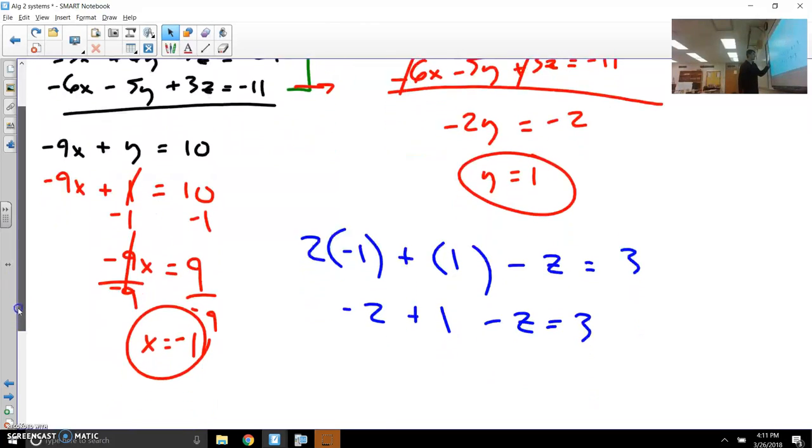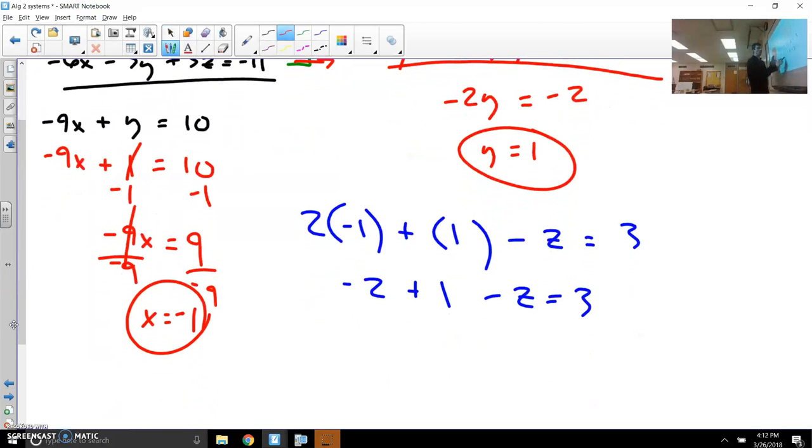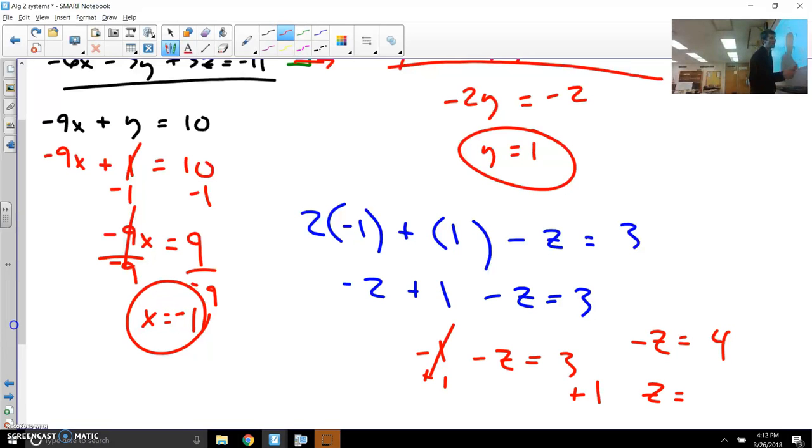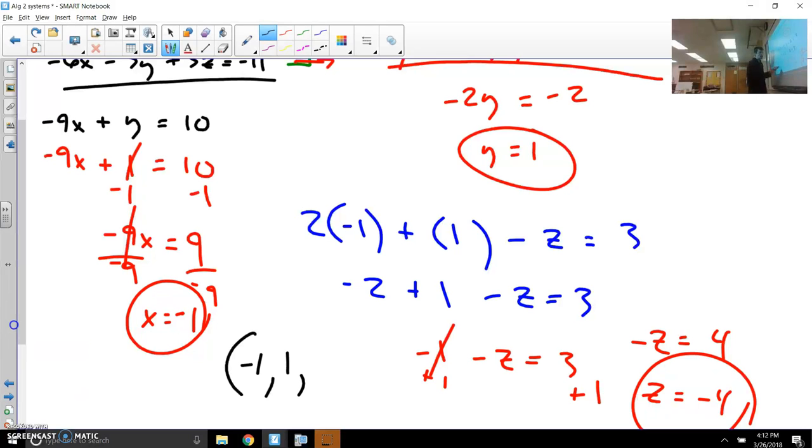So let's get some room here. -2, add 1. You just put these together immediately to get -1. We want to solve for z, so let's move everything on the left side over to the right side. That gives you -z equals 4. And let's move the negative to the other side using either division or multiplication to figure out that z is -4. So our answer is -1 for x, +1 for y, and -4 for z.